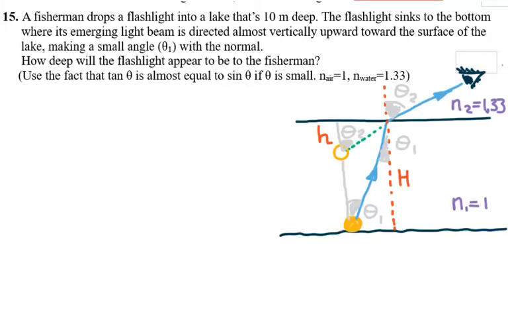Here I drew a picture for you where the flashlight is at the bottom of the lake, and then you have the angle of incidence θ1, which is the same angle as this one, and then the angle of refraction is θ2, which is the same as this angle. So I can do Snell's law again.